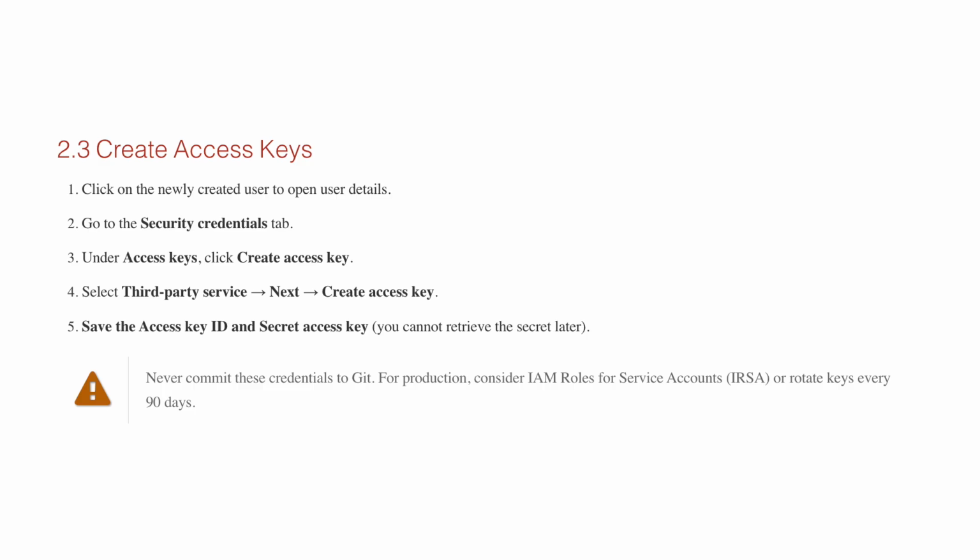Save both the access key ID and secret access key immediately, as you cannot retrieve the secret later. Important reminder: never commit these credentials to Git. For production, consider IAM roles for service accounts or rotate keys every 90 days.